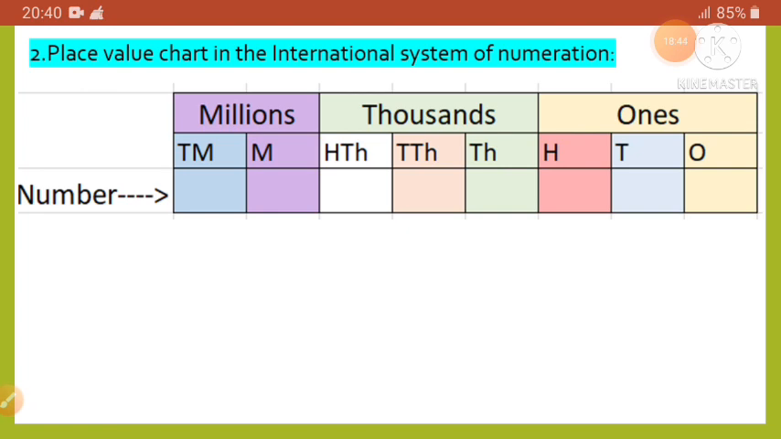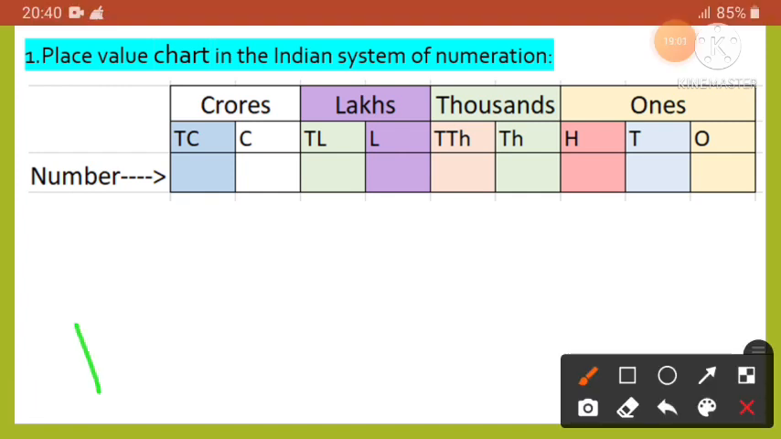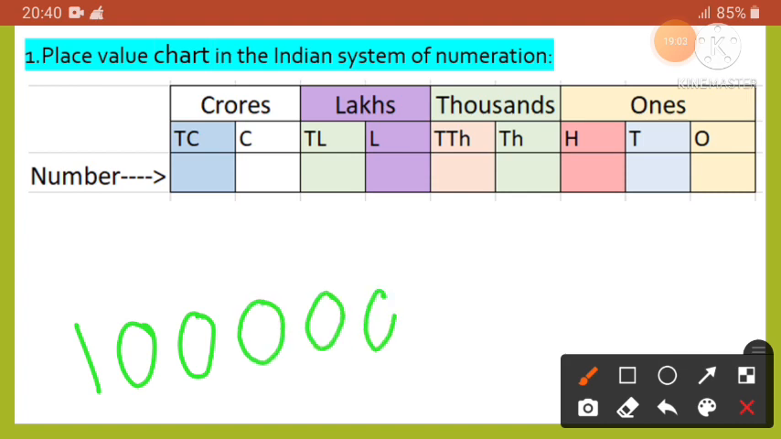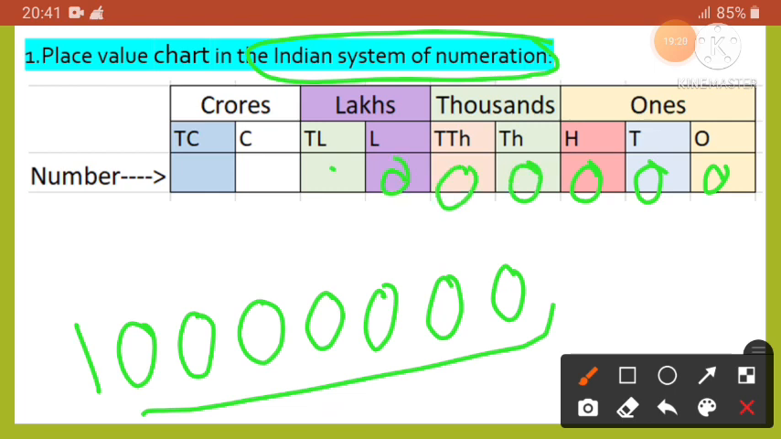So already we have learned about 7-digit numbers. Now we'll be talking about 8-digit numbers. The first 8-digit number is 1 followed by 7 zeros. Okay, got it? Now if we put it in the Indian system of numeration, first we have to put zeros in all the columns here, so it will be 7 zeros and then 1.